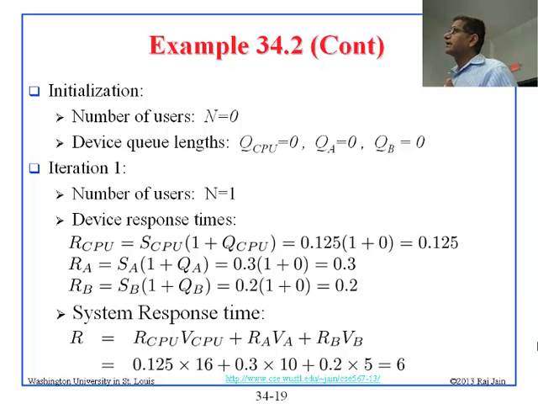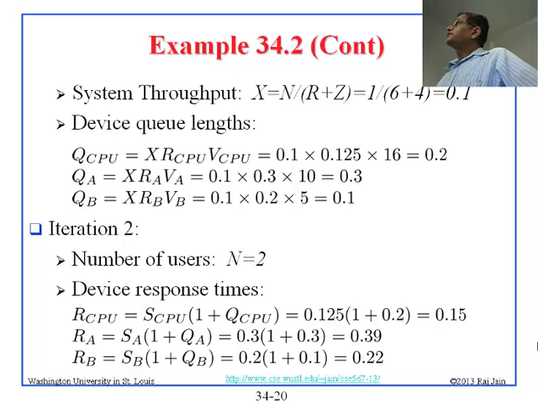Similarly, response time at the disk A would be 0.3. There is no Q, and it gets it. And at the disk B, it will be 0.2. But we have to multiply all this by the number of visits to get the total system response time. So it makes 16 visits to the CPU, 10 visits to A, and 5 visits to B. So the total is 6 seconds. Even though there is no queue, the first user will take 6 seconds. Once we know the 6 seconds, we can calculate the system throughput. System throughput is equal to 1 upon 6 plus 4, R plus Z, is 0.1. Once we know 0.1, we can calculate the queue length. Queue length would be X times R CPU times V CPU.